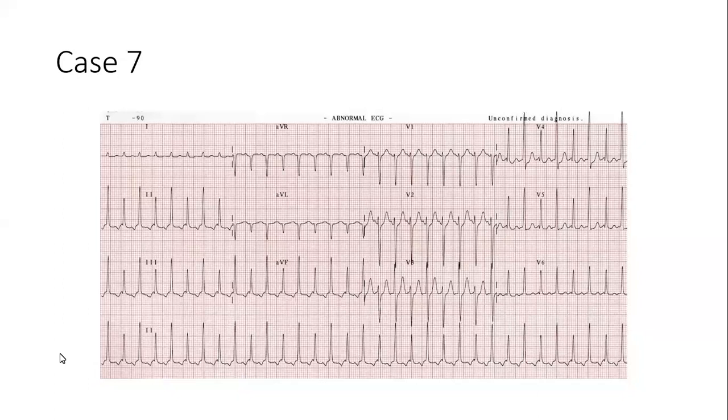Okay, sorry about that. We're almost finished. I hope it makes sense. So clinically, when you do synchronized cardioversion, there should always be a dot on top of your R wave. Okay, next one.